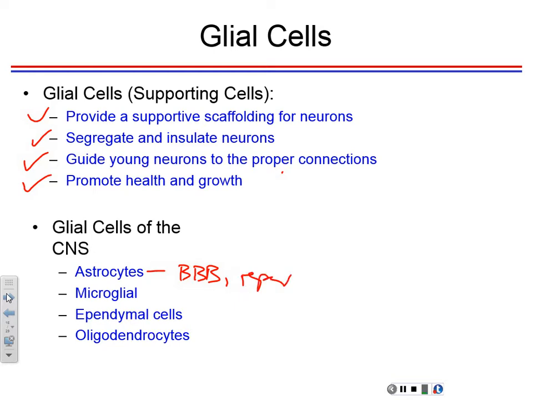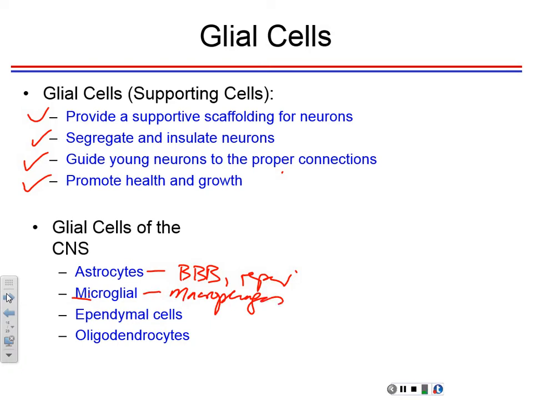And then you've got microglial cells. What kind of cells would those be? Just by the name, microglia. They're small, minute. That's why microglia. They've got few processes, and these are the macrophages of the brain. What do macrophages do?